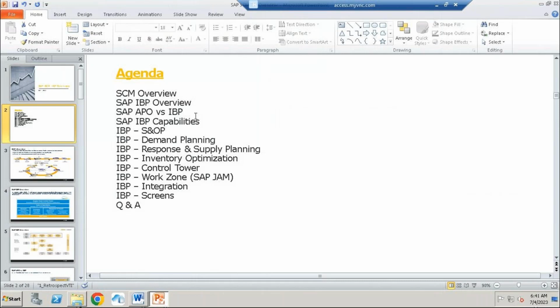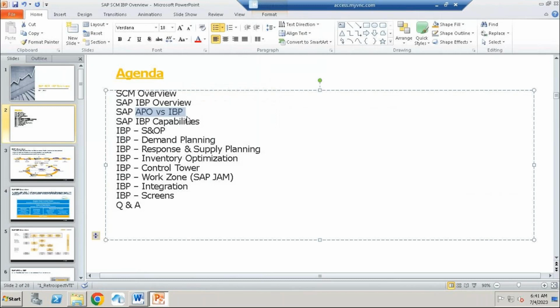SCM overview and IBP overview, the APO versus IBP, because IBP is nothing but replacing the existing SAP APO system, and what capabilities are there in IBP, and the IBP modules. These are the IBP modules. We are going to see the high level information on all the modules, and then there are some add-ons like Work Zone or SAP Jam, and how this is going to be integrated, and some sample screens, and our question and answers. So these are all we are going to cover as part of this overview session.